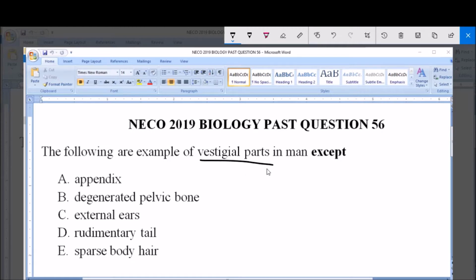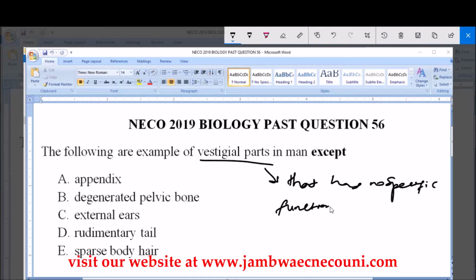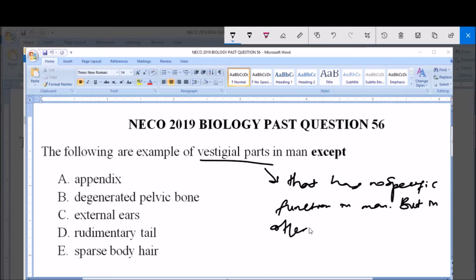So we are asked to pick an option which is not a vestigial part in man. Now vestigial parts in man are simply body parts that have no specific function in man. They have no specific function in man, but in other organisms, that's lower organisms, this particular part has a great importance.